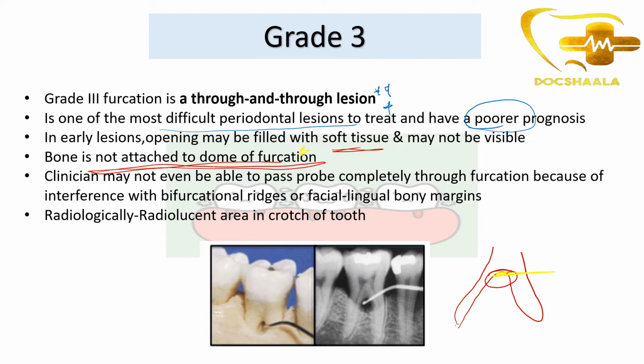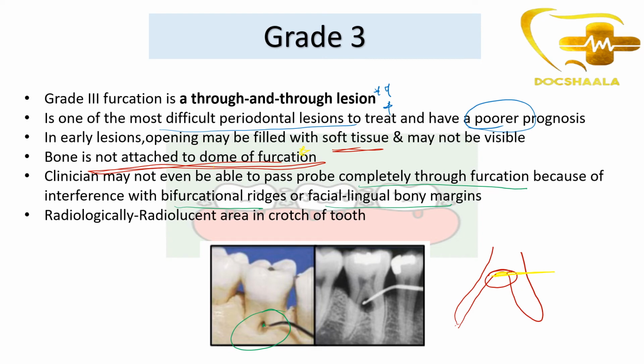We can see that from the image here. The bone is not attached to the dome of furcation, and because of that the probe will go through and through the lesion. Sometimes the clinician may not even be able to pass the probe completely through the furcation because of interference with bifurcational ridges or faciolingual bony margins.